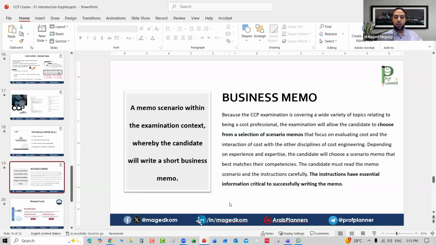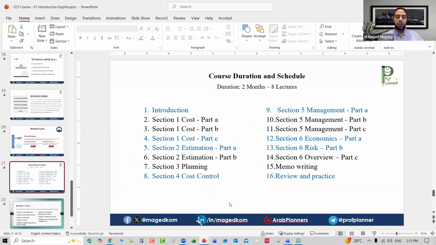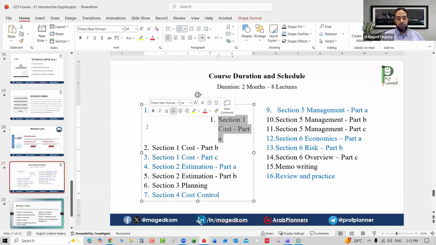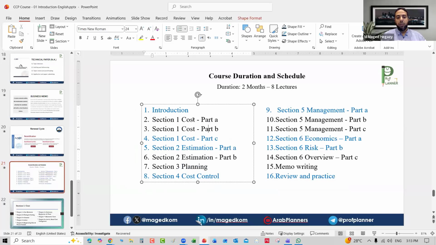Technical paper cancel. Now we are going to business memo and renew cycle, and these are the sessions. Inshallah, see you next Friday. We will continue with section 1 cost, part 1, part A and part B. It will be next session, inshallah. And the Friday after, we'll go to part C and start estimation.